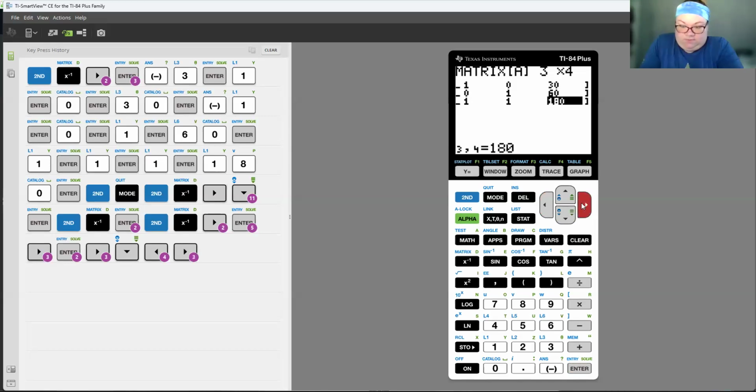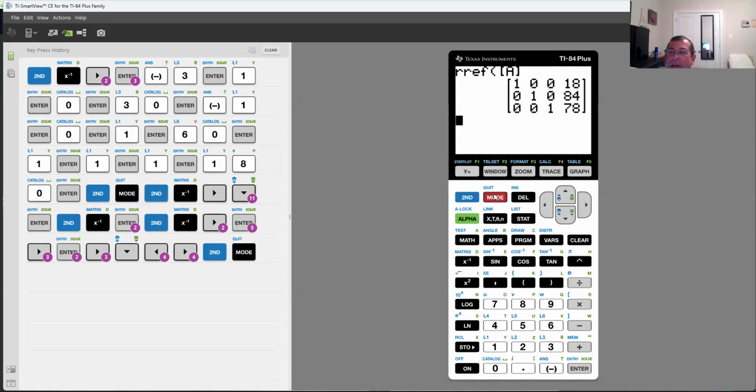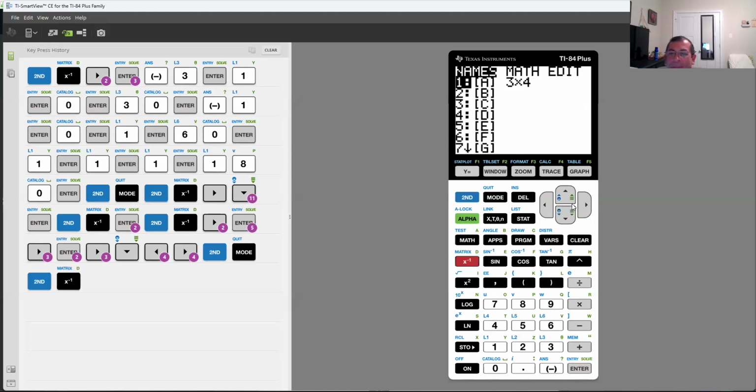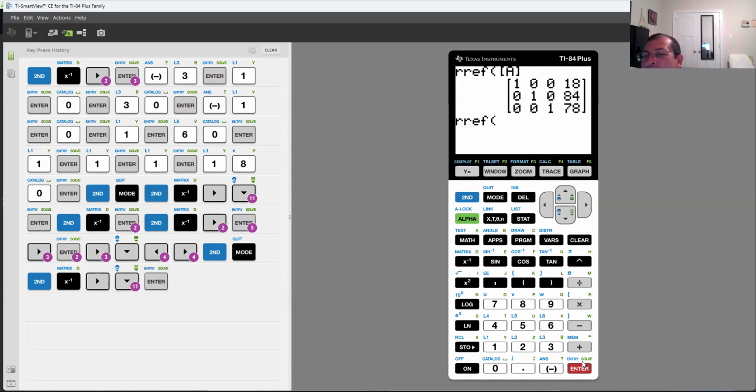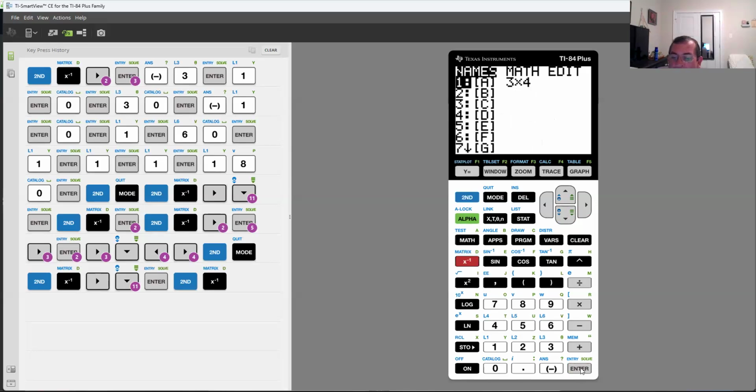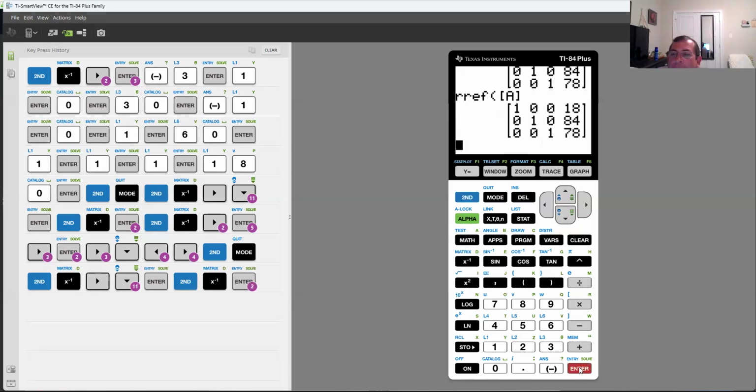1, 1, 1, 180. All righty. So now quit that screen and you go use RREF on that. And that's what I would do. If you get decimals on these, go back and you got to have one number in there wrong, okay? And then let me grab that matrix, second x -1, and enter. And then hopefully now you're getting 18, 84, 78.